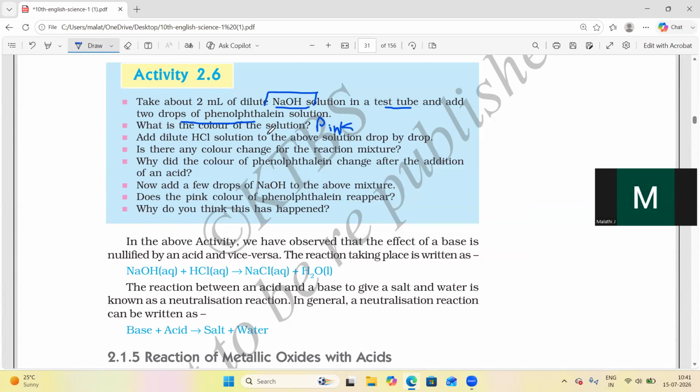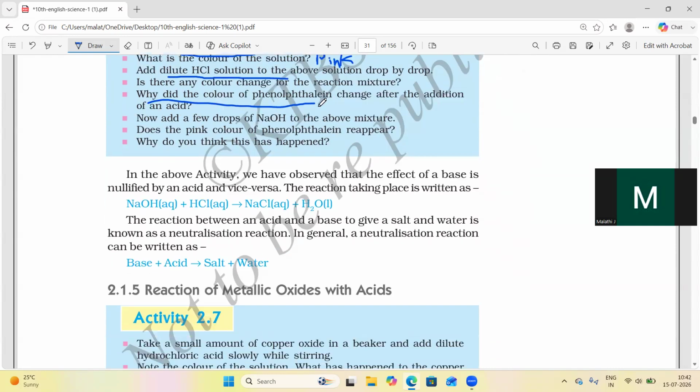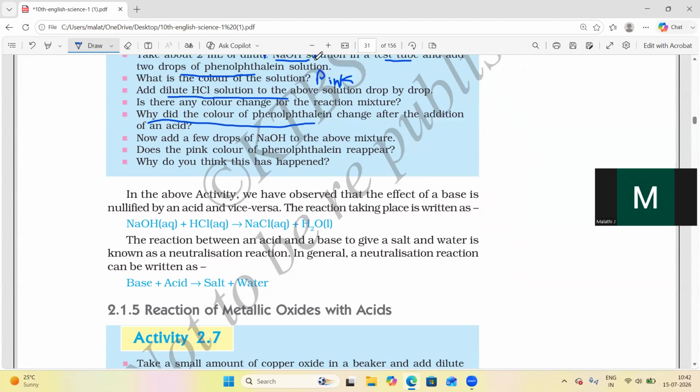Again, to this solution, add dilute hydrochloric acid drop by drop. Did you observe any color change? Why does the color change take place? When we took a base and added phenolphthalein indicator, it changed color. Then if you add acid, dilute HCl, the solution becomes colorless again.